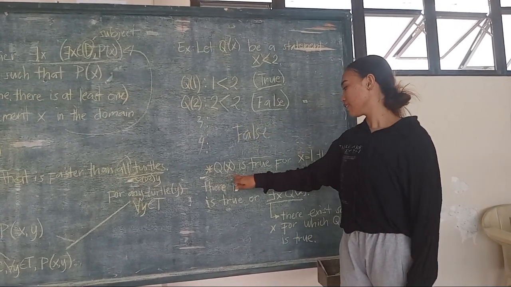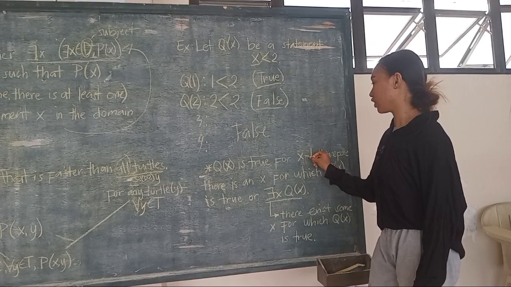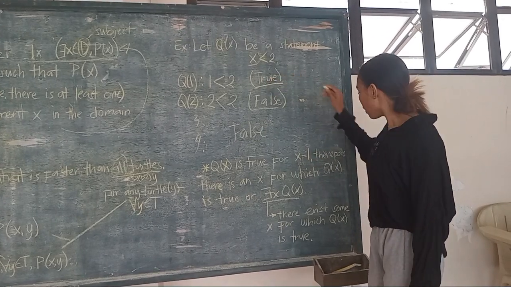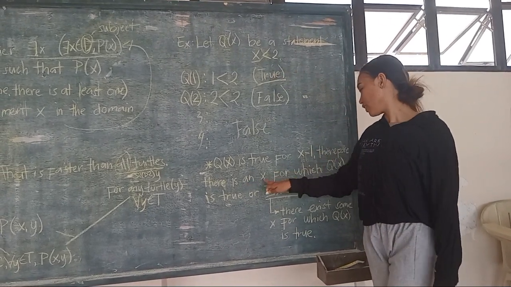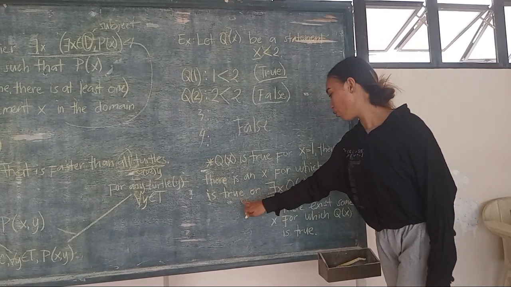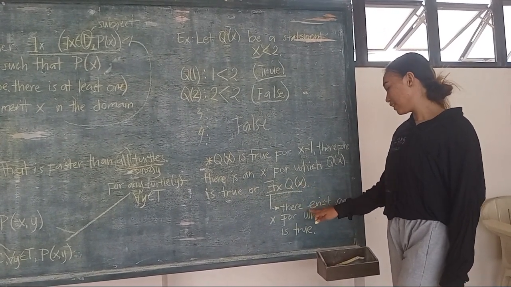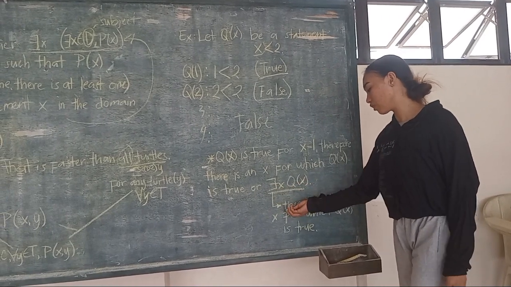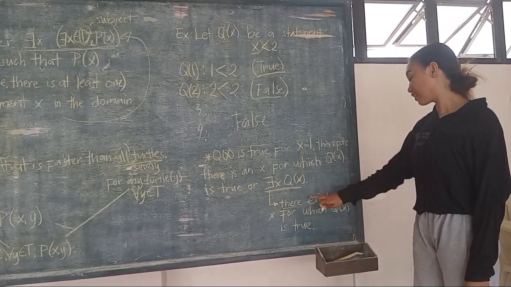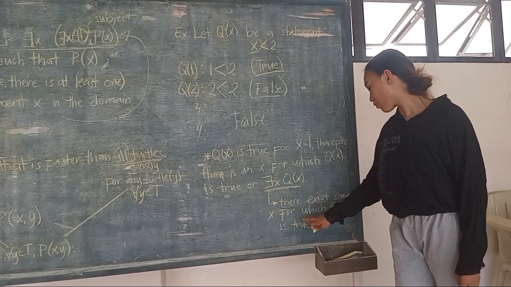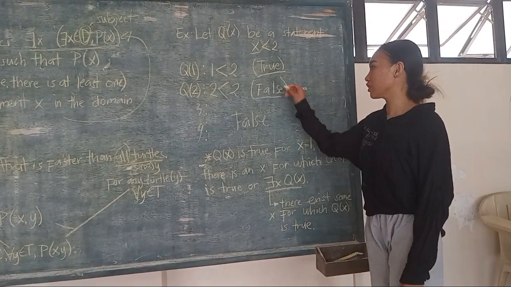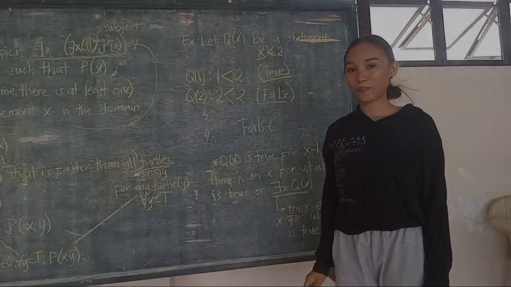So Q(x) is true for x equals 1. Therefore, there is an x for which Q(x) is true, or there exists x, Q(x). This symbol is read as: there exists some x for which Q(x) is true, which is Q(1).